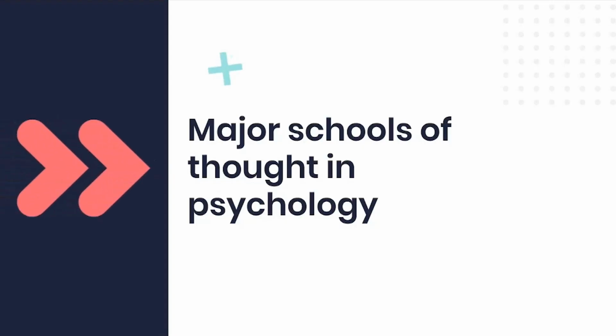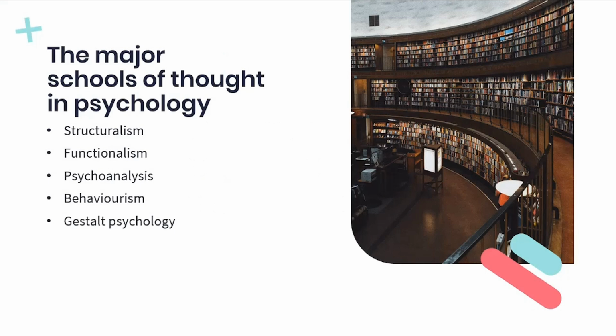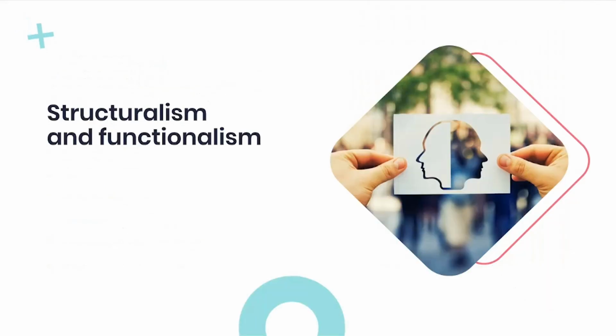Students, we have reached the last section of our lesson. We will now peruse the major schools of thought in psychology, together with their contributors. Let us continue. There are many subfields of psychology today, but the major schools of thought include the following: structuralism, functionalism, psychoanalysis, behaviorism, gestalt psychology, humanistic psychology, cognitive psychology. Let us start with structuralism and functionalism.